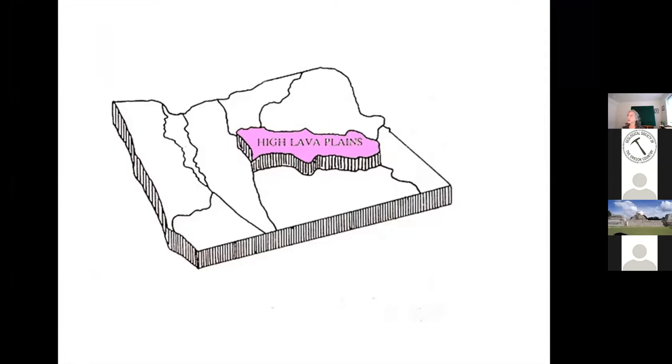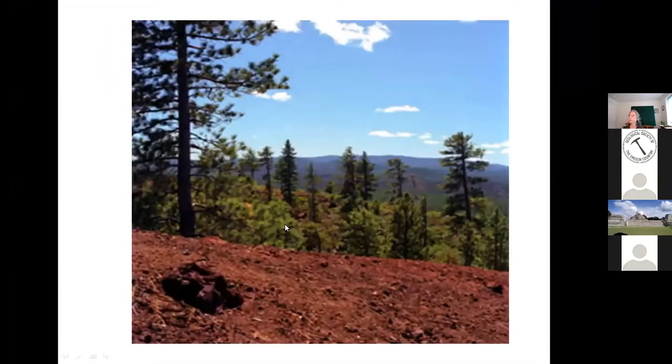Now I'm just going to show you, when I put the animation or the felt board together, what's happening during the high lava plains, basically volcanoes spewing lava. The oldest ones are here, and the youngest one is right here in this corner, and that is near Bend. That's Newberry Volcano. So let me show you a picture of Newberry Volcano.